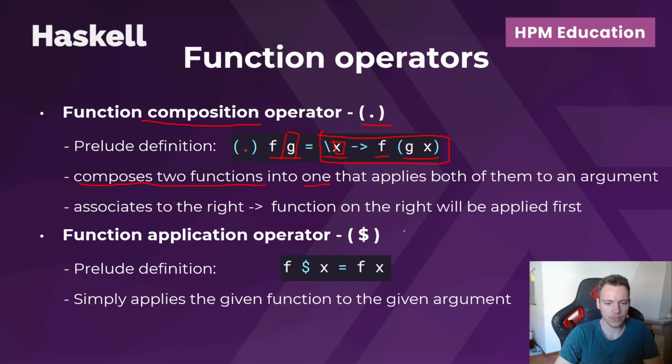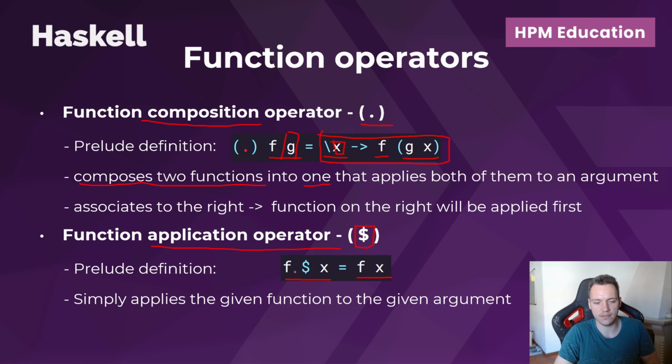It is represented by the $, and the prelude definition is f $ x is simply f x. So it takes in a function, it takes in an argument, and applies the function to the argument. Now this may seem a bit silly. Why do I need this $ x when I can just write f x? Yes, but as we'll see, the $, the function application operator, is a so-called lowest priority operator. So it means it will try to evaluate what's on its sides first, and only then apply the function.